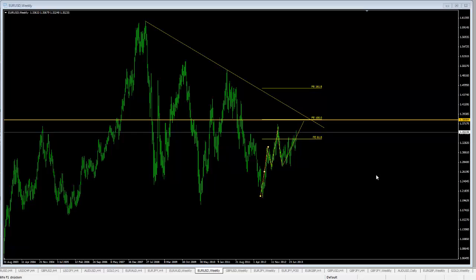Target will be then around 138, the 100 Fib expansion, and that will also meet up with that trend line here probably. So I'm bullish right now on the pair. I will look for long trades on retraces here right now.